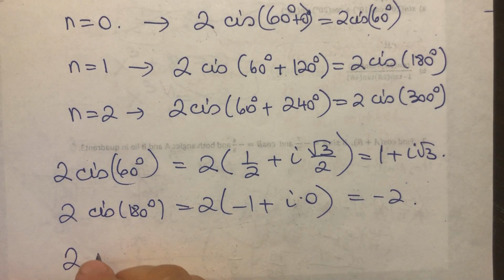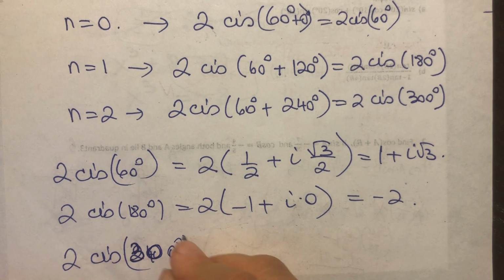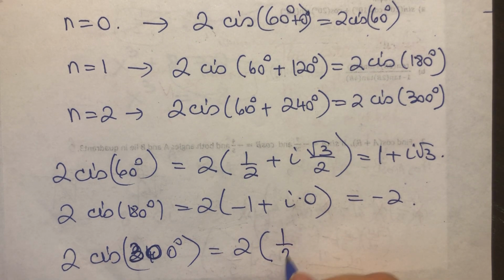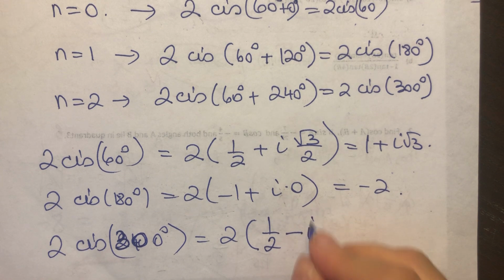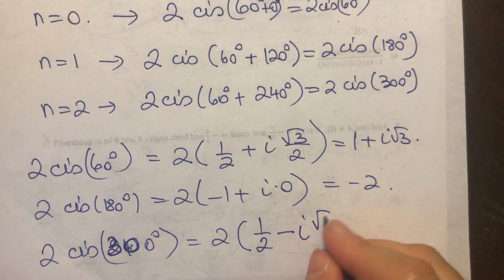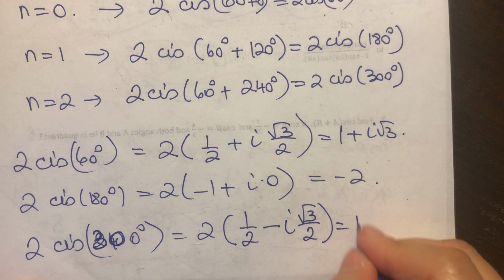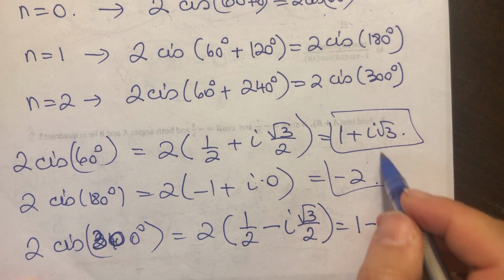Okay. 2 cis of 300, not 200. Cosine of 300, that's fourth quadrant, it's positive. Reference angle is 60, so that's a 1/2. Fourth quadrant sine is negative. Reference angle is the same, so that's square root of 3 over 2. So distribute that in, and you'll get 1 minus i square root of 3. So these are my 3 answers.